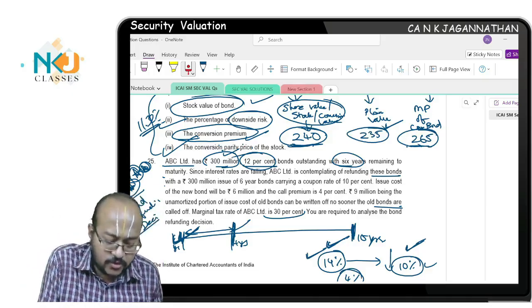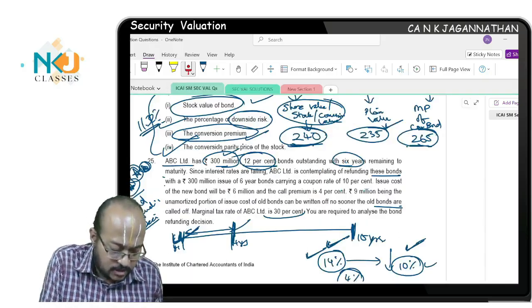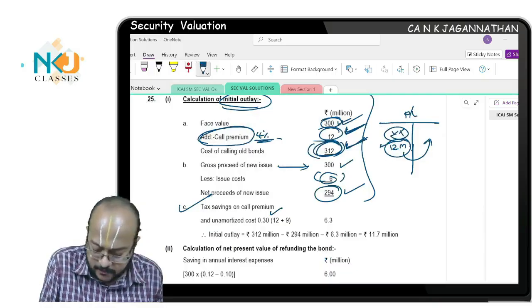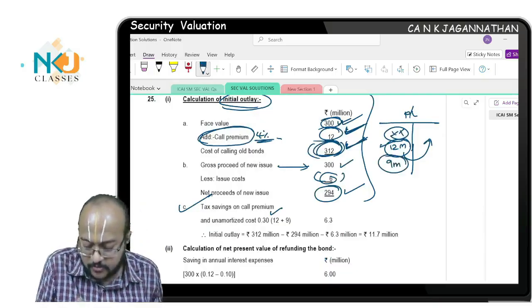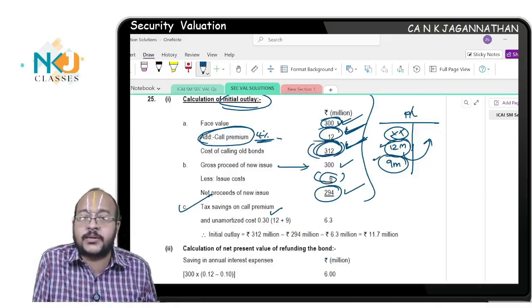The 9 million also will go directly to P&L. Here I have one more item in the P&L. What is that? 9 million. Correct? One more thing is there. 9 million is there. So 12 million and 9 million, both these expenses are debited.